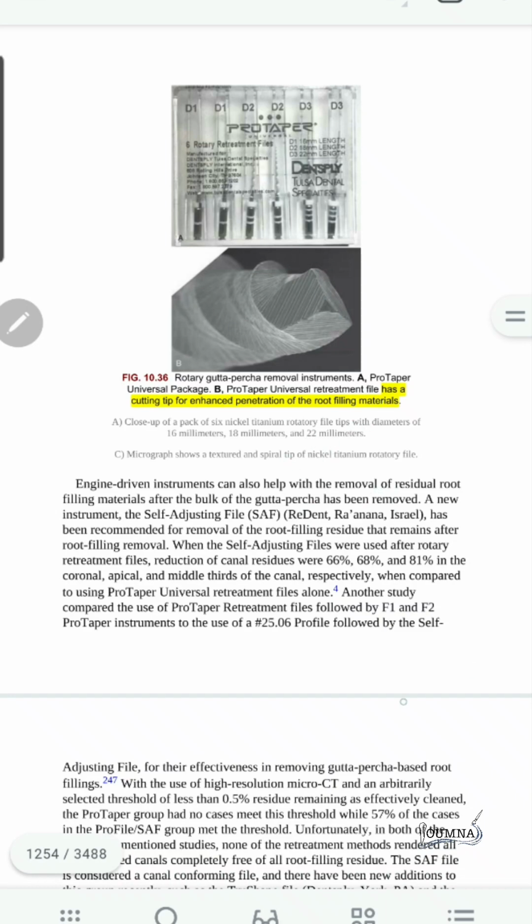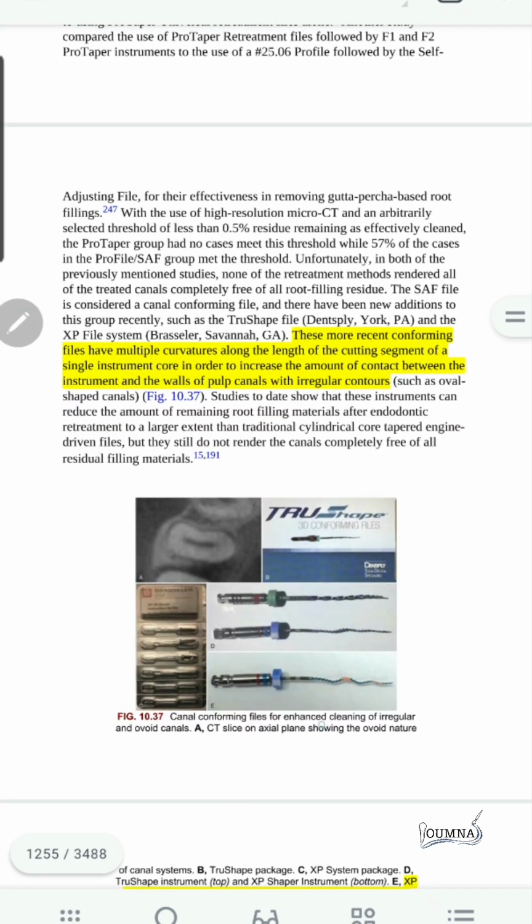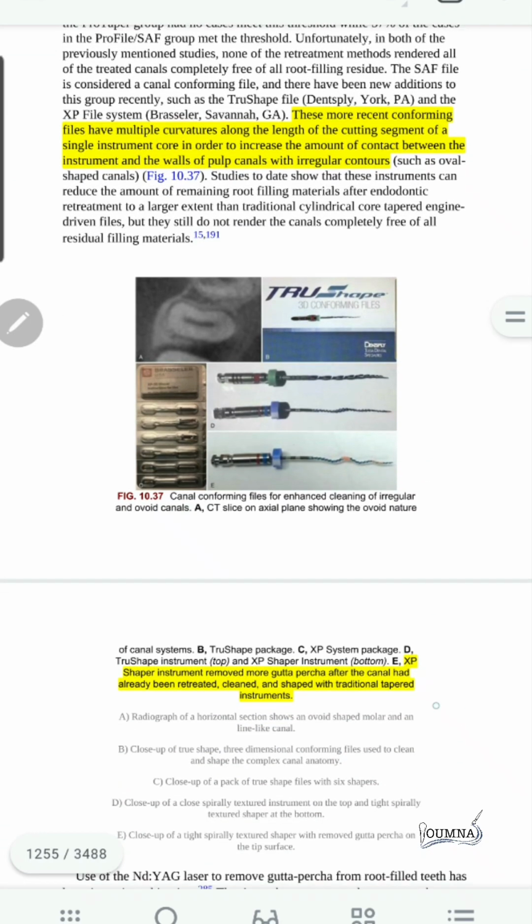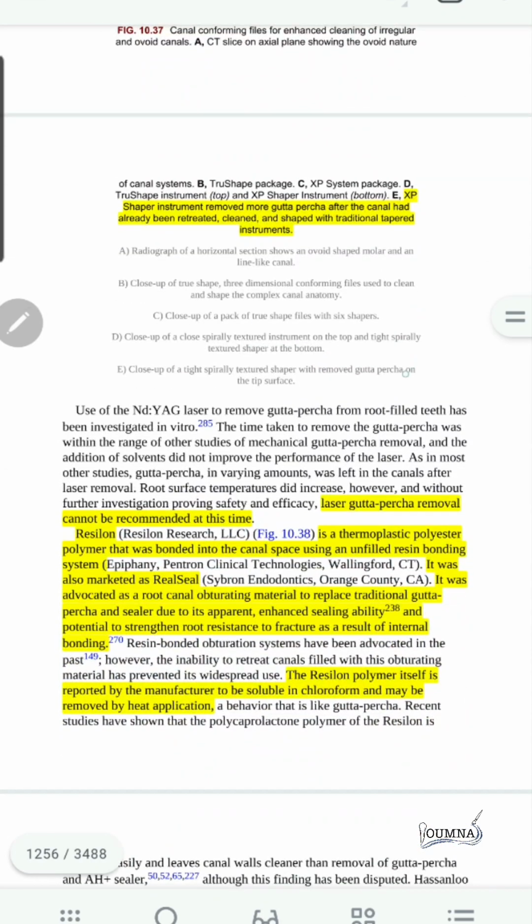And this is the cutting edge of the retreatment instruments. This is the famous XP-endo Shaper instrument to remove the GP from the canal. Its multiple curvatures along the length increase the amount of contact between the instrument and the walls of the pulp canals with irregular contours.